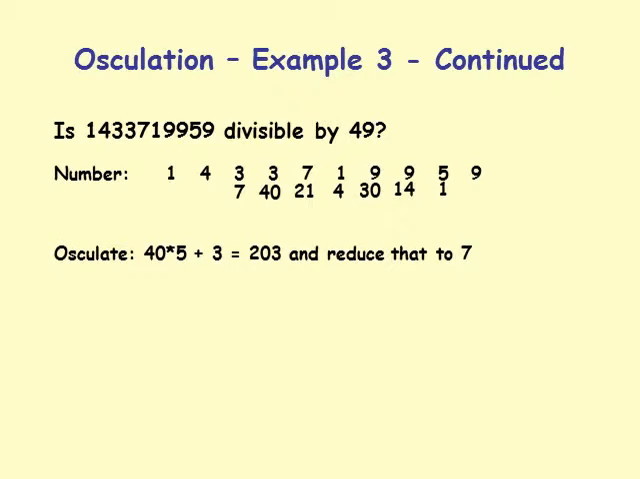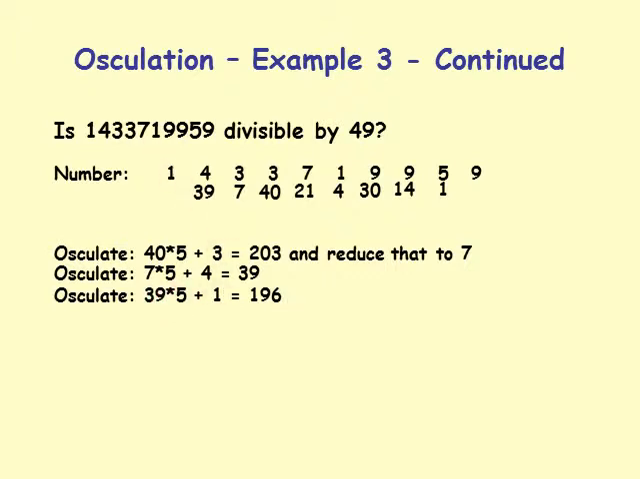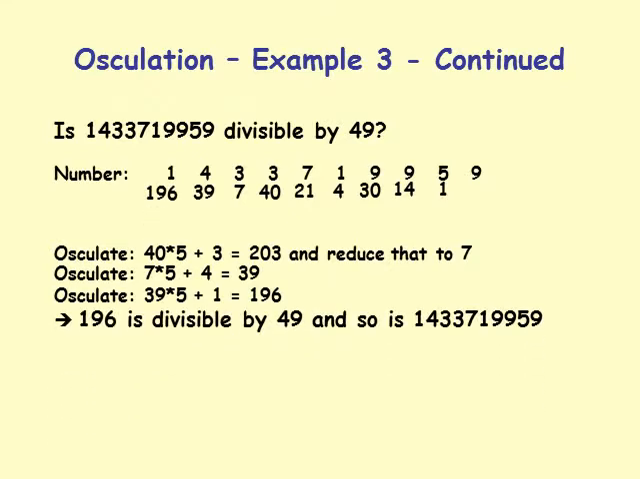So we got 7 to work with. Osculate again. 7 times the proxy 5 plus 4. 7 times 5 plus 4 is 39. Let's continue here with 39. Now osculate again. 39 times the proxy 5 plus 1 on the left is 196. And 196 is 49 times 4, so it is divisible by 49.